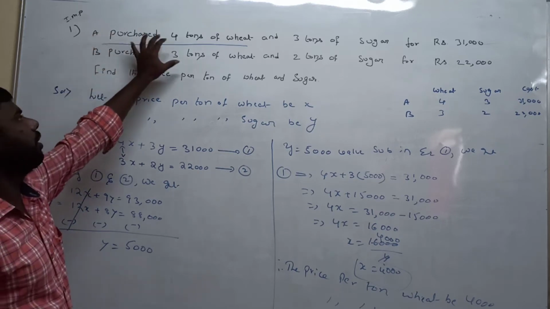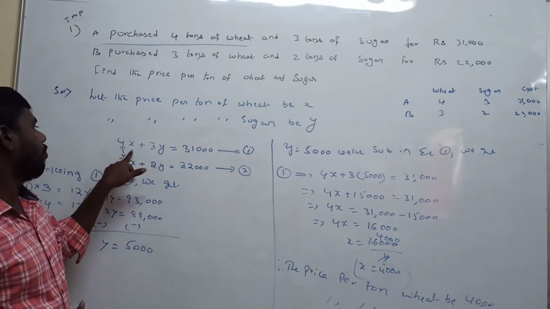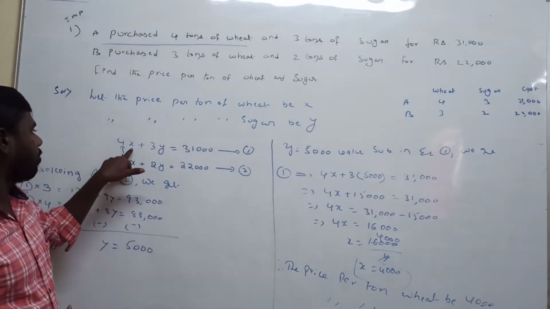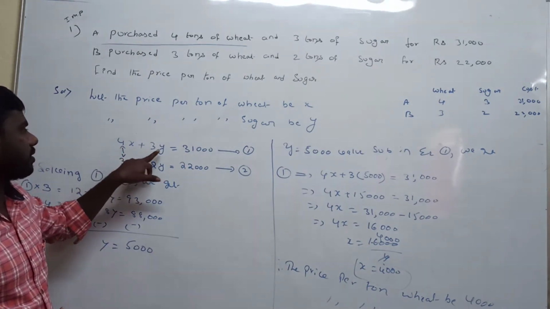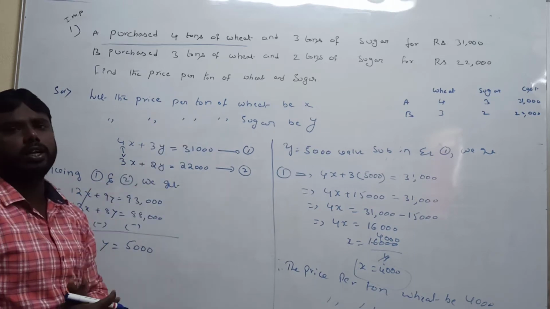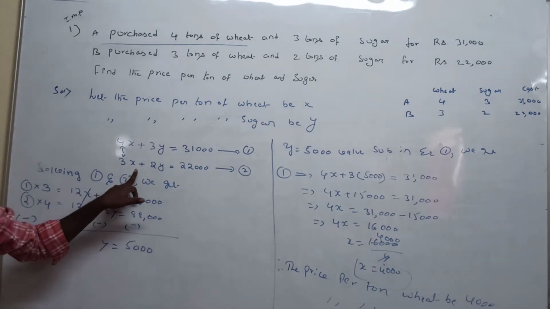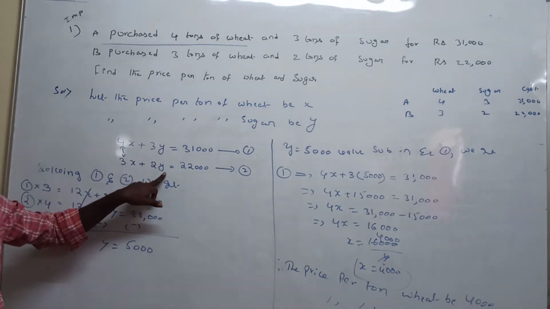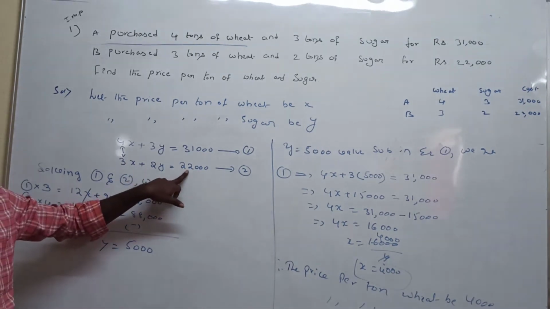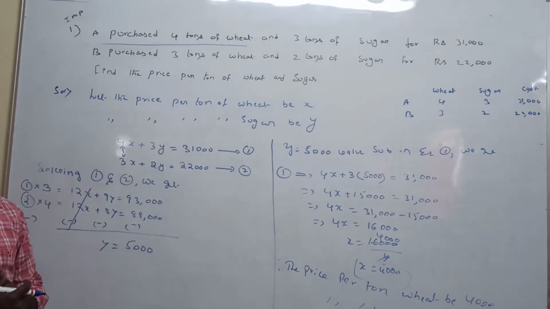So first of all, what are the given equations? You carefully read. After that, how to find the equations: we read the question. A purchased 4 tons of wheat, the price per ton of wheat is assumed x. So 4 tons of wheat plus 3 tons of sugar, the total amount they gave is 31,000. Same, right? We purchased 3 tons of wheat and 2 tons of sugar, the total amount they gave is 22,000. So finally we get the equations.